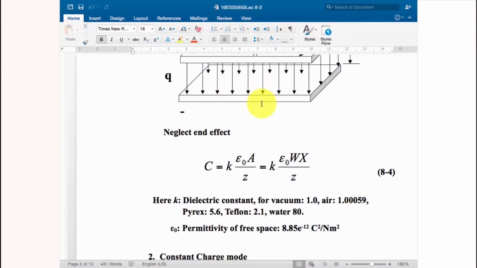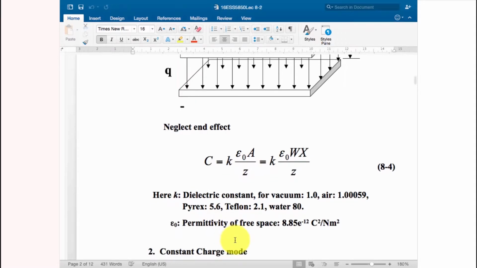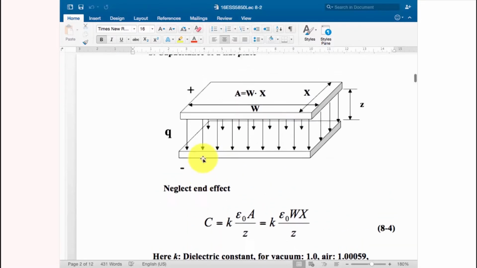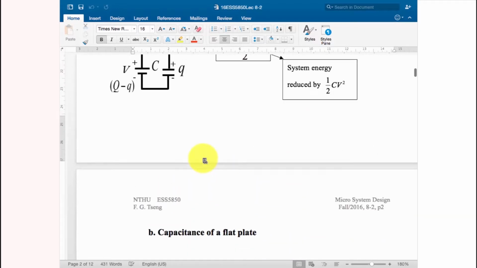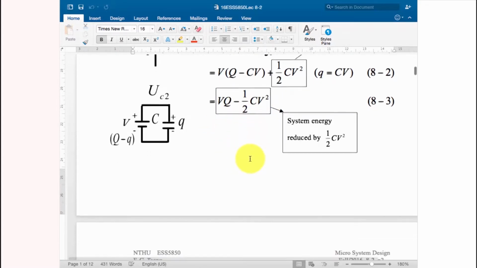Okay. And the absolute zero, called the permittivity, okay, it's a fixed number here. Okay. So this is the basic equation for the capacitance. So we can plug the capacitance back into the energy equation here. Okay, we get the final total equation if we combine it together.